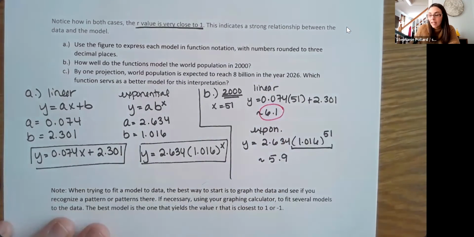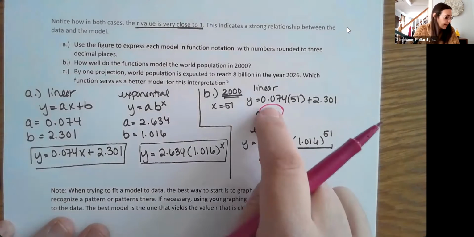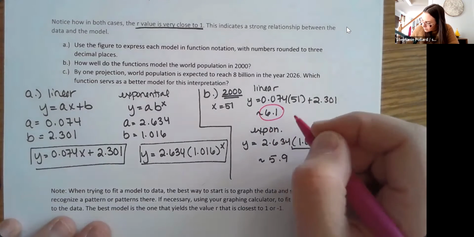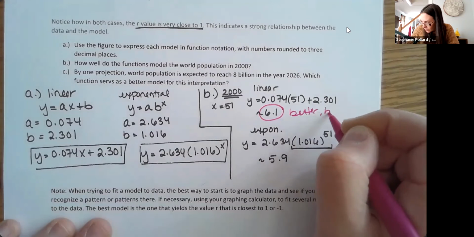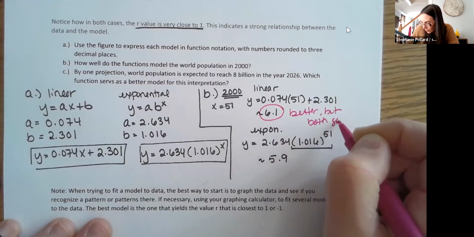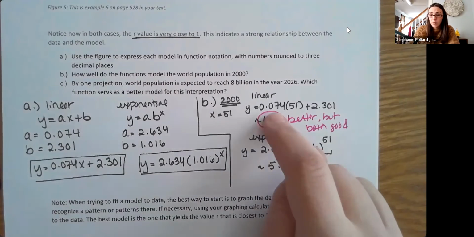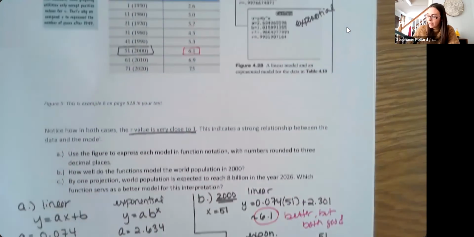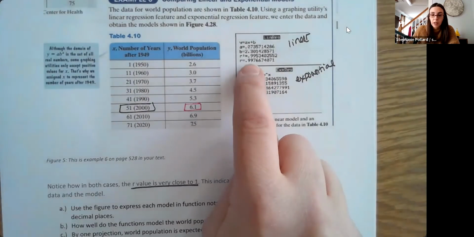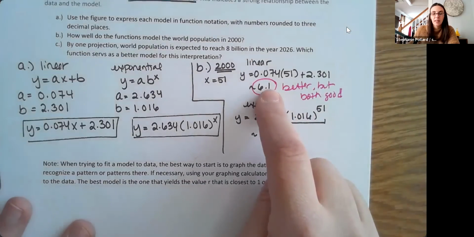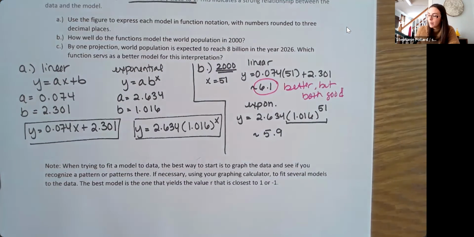So my better model here is right here. 6.1 matches, right? Again, we had to round it, but that's a very close match. 5.9 is still close, but this one is better. So our linear model would actually be better. So they are actually both very good models. Again, both of these values are very close to 6.1, and they also both have very high R values, very close to 1. So they're both good models, but this one's a little bit better, right? So it looks like the linear does a slightly better job of modeling that data.